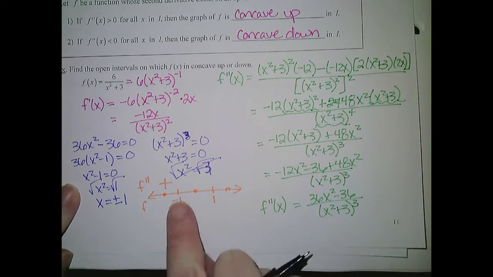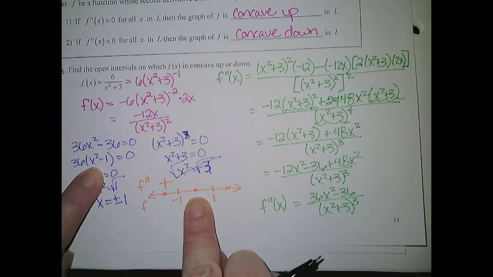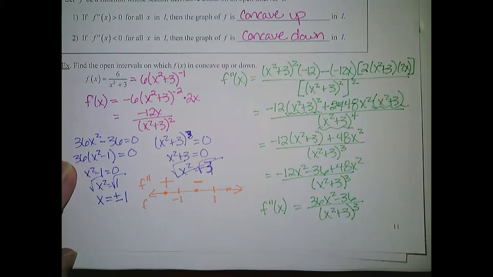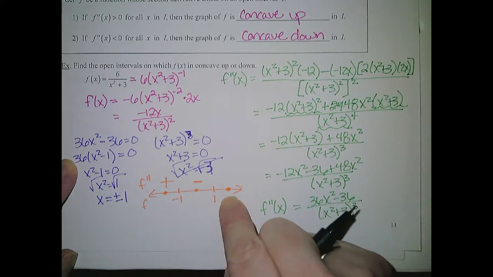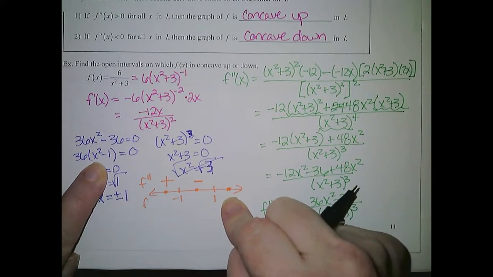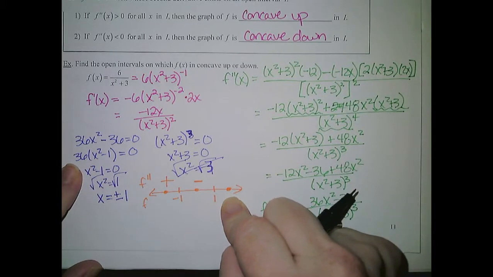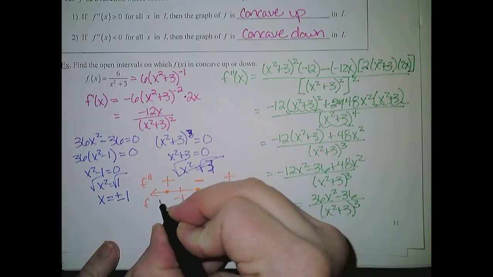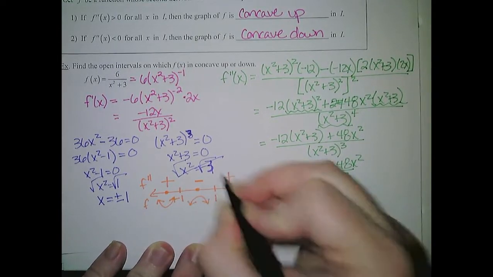If I plug in a value in between -1 and 1, like 0, then I'll have a negative times a positive. So in this region, my second derivative will be negative. And if I plug in a value that's bigger than 1, then when I square it, I get a value bigger than 1. So if I subtract 1, I have a positive number. So if I multiply it by 36, I'm going to get a positive, which means that in this region, our graph is concave up. Here, we're concave down. And here, we're concave up.